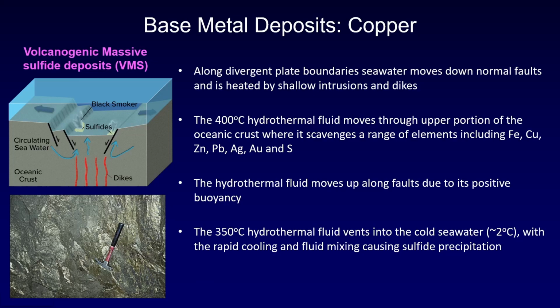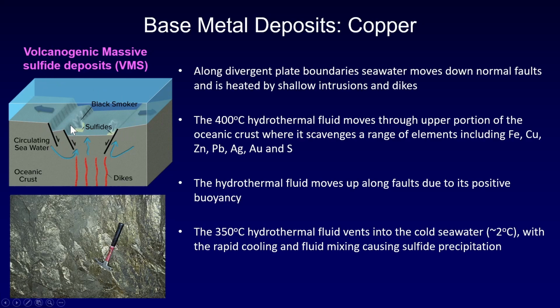Okay, so next we're going to move on to another type of copper deposit. These are the volcanogenic massive sulfide deposits, which is often abbreviated to VMS deposits. So VMS deposits form along divergent plate boundaries where seawater gets pulled down into the crust and is heated by shallow intrusion dikes. So this is our divergent plate boundary.